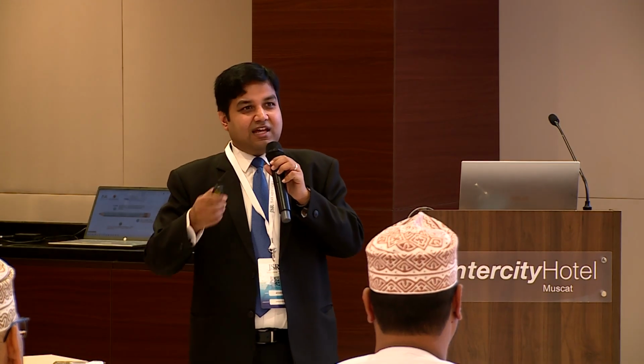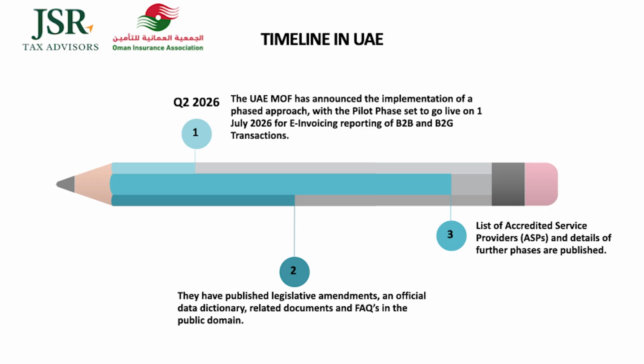So their first phase will go live from 1st July 26. Over there also they are starting with selected top groups. They are calling it the tax working group in UAE. With their consent, they will be starting with the pilot phase. And then they have already issued the list of ASPs which you were asking about.